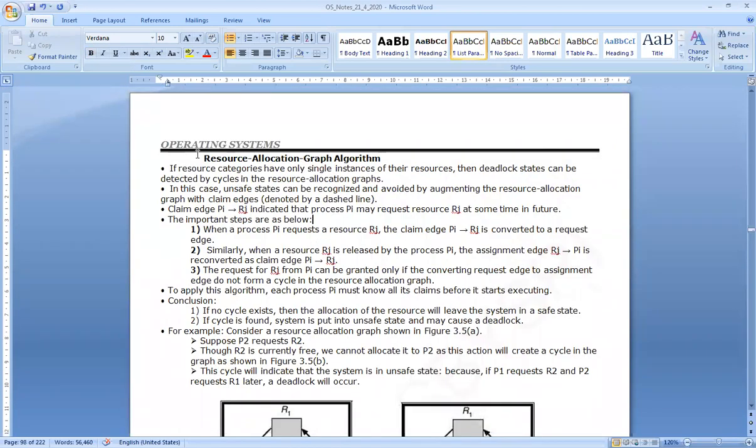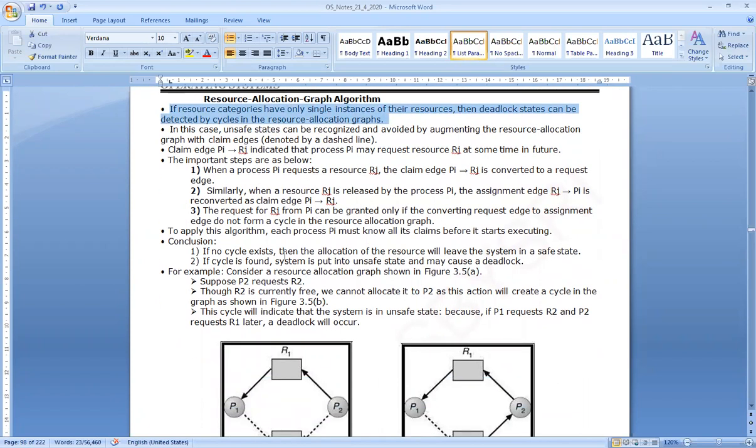What does this resource allocation graph mean? If the resource categories have only a single instance of their resource, then the deadlock state can be detected by cycles in the resource allocation graph. So in the resource allocation graph, if the resource has only a single instance, then the deadlock state can be detected by cycles in the graph.